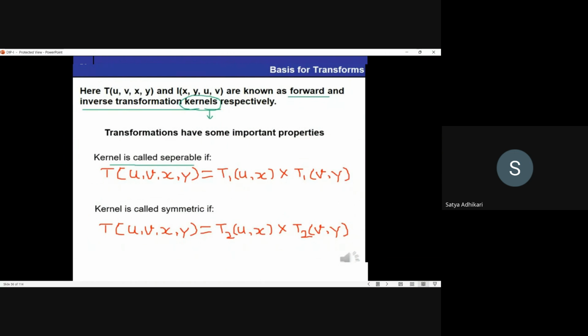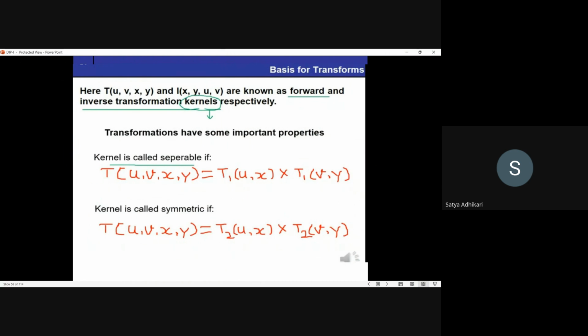Here T(u,v,x,y) and I(x,y,u,v) are known as the forward and inverse transformation kernel functions respectively. So it is known as the T(u,v) kernel. You can tell it is a transformation function, forward transformation function and inverse transformation function, which in transformation form is referred to as kernels. It is not the same as a Unix or Linux kernel.